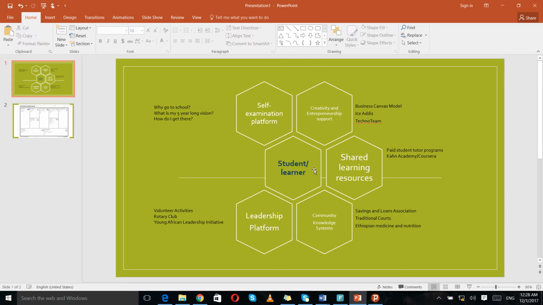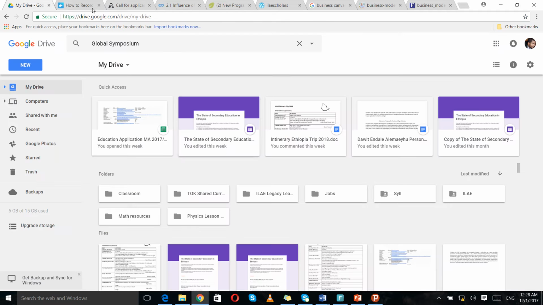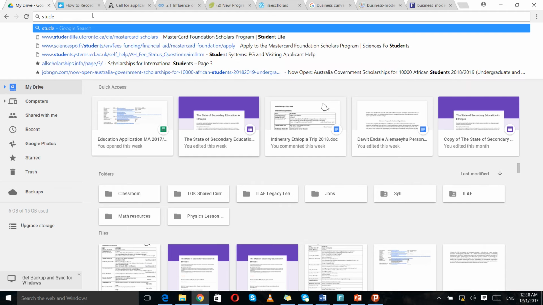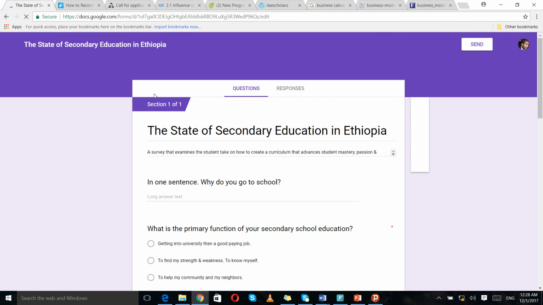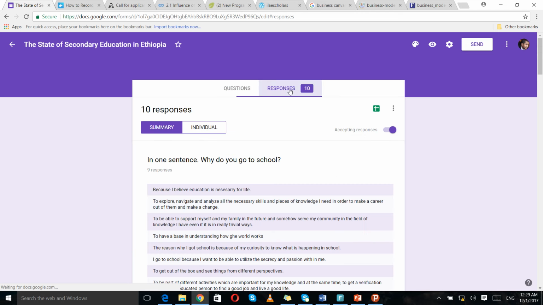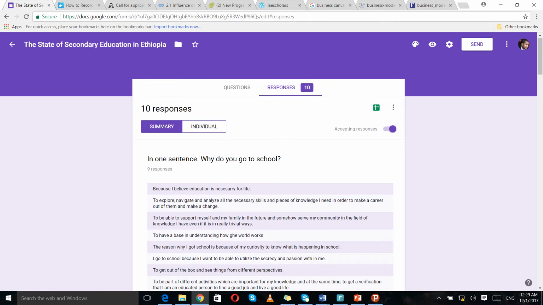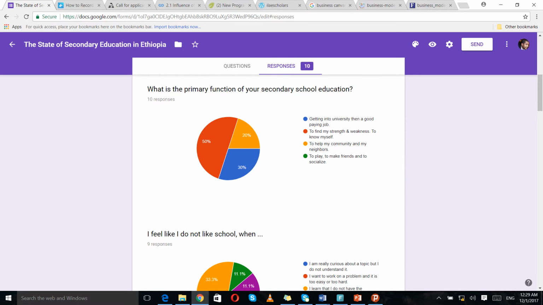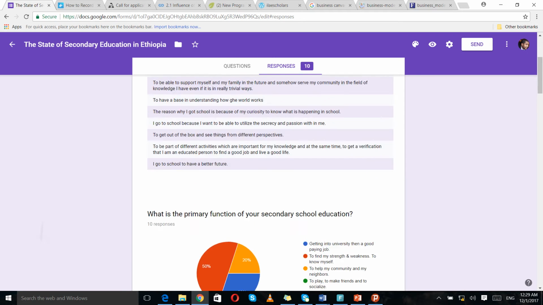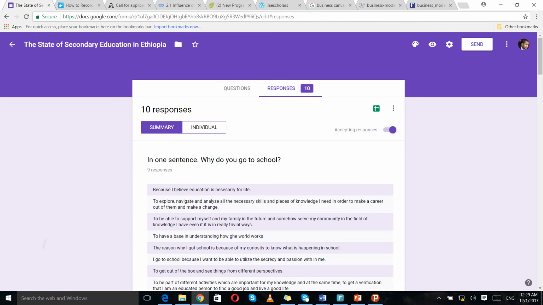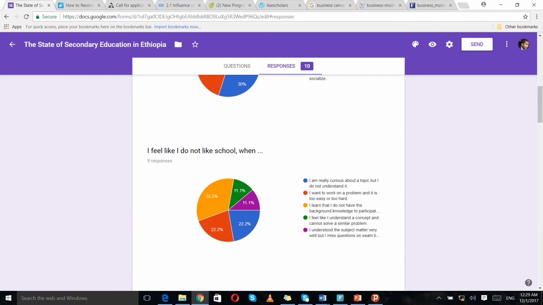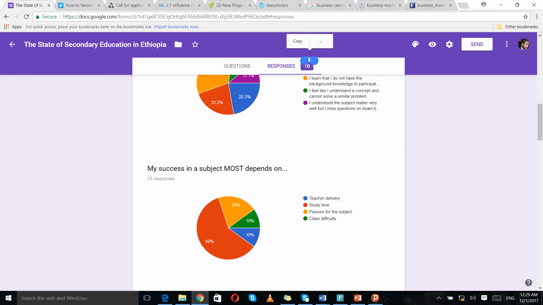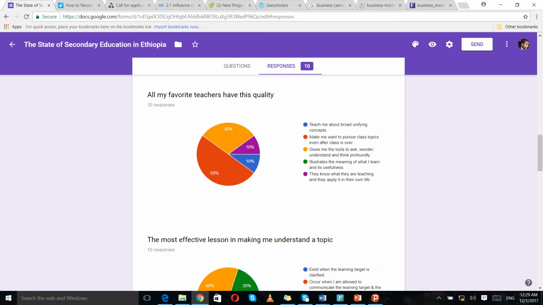The first thing we have to think of is removing the barriers for the student, right? So if I take you to a little survey that I did, that I call the state of secondary school education in Ethiopia, I actually collected a small sample, 10 responders here at our school, mostly government school students that applied to our high school. So you look at the questions that we have to ask, and here in my survey what I'm doing is asking questions like, what is the primary function of secondary school education? I feel like I do not like school. My success in a subject most depends on. All my favorite teachers have this quality, and the rest of the questions follow.